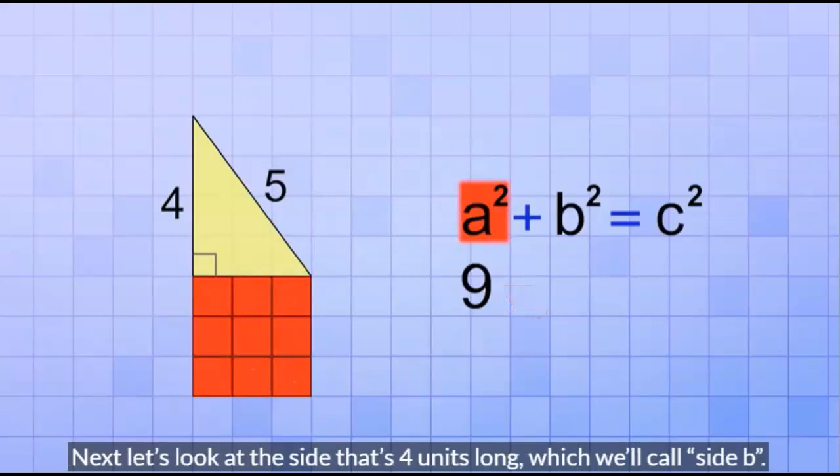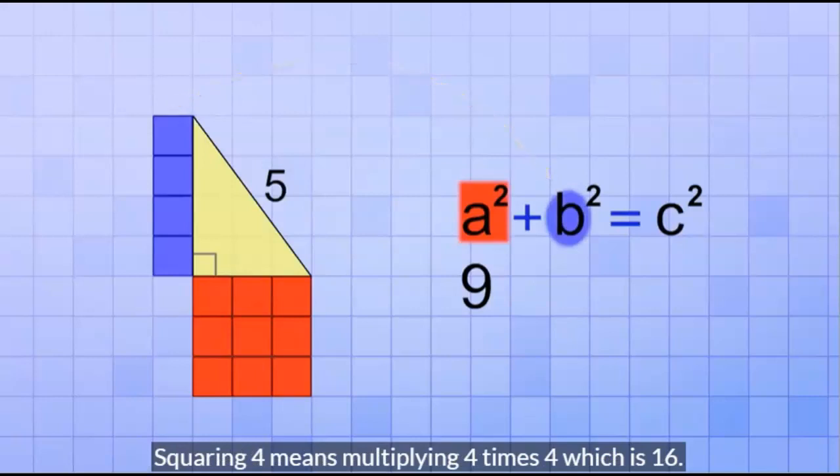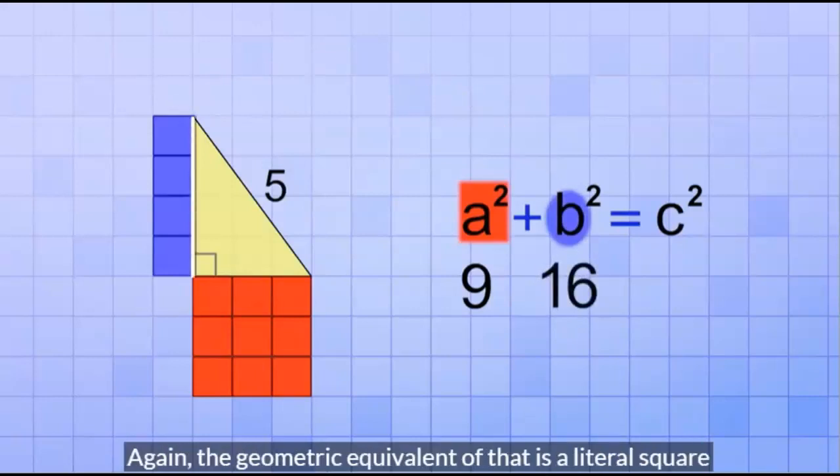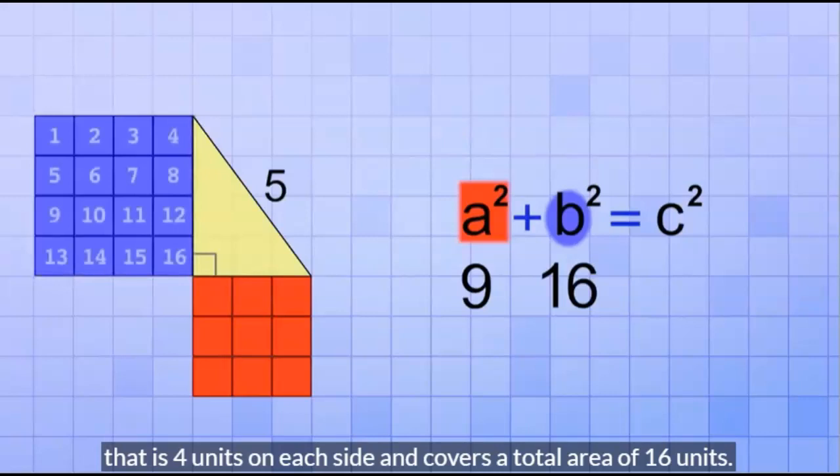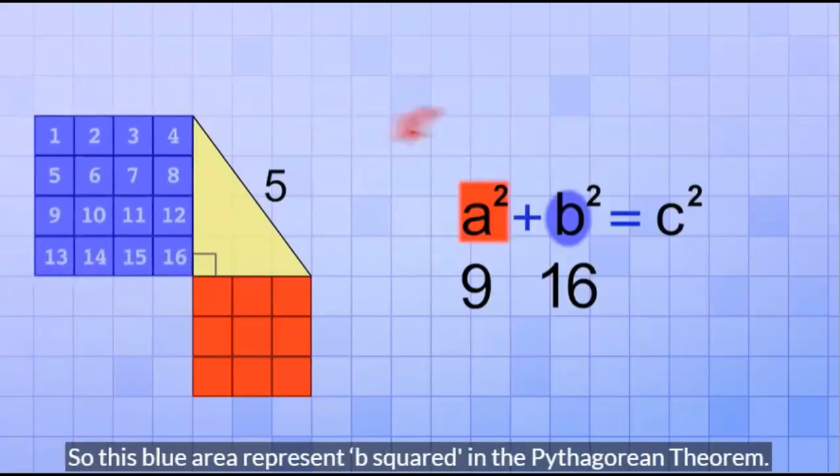Next, let's look at the side that's 4 units long, which we'll call side B. Squaring 4 means multiplying 4 times 4, which is 16. Again, the geometric equivalent of that is a literal square that is 4 units on each side and covers a total area of 16 units. So this blue area represents b squared in the Pythagorean theorem.